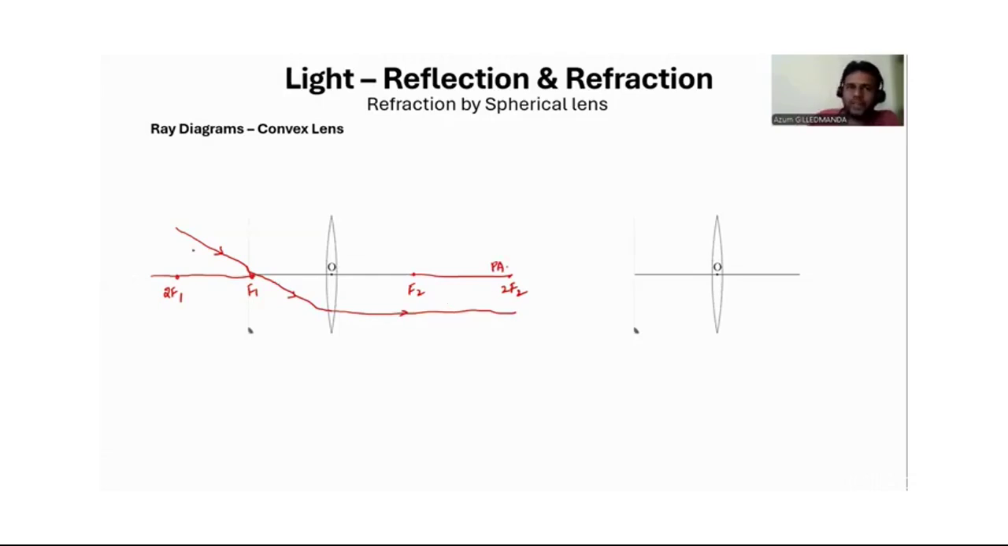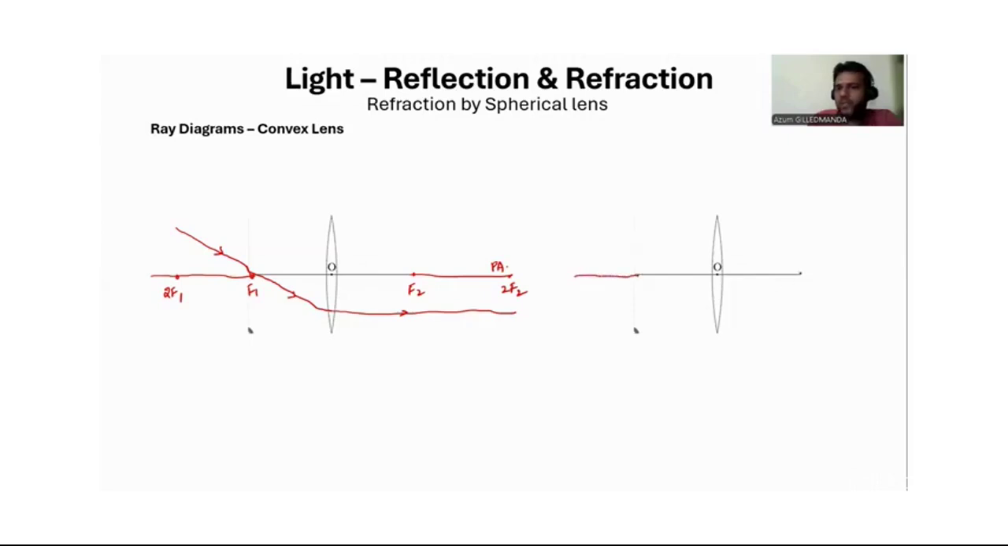We saw a parallel line incident is converging through the focus F2. Now, if a light ray is passing through F1 and falling onto the convex lens, that is emerging out parallel to the principal axis. Now, there is another scenario. So let's see what that scenario is.